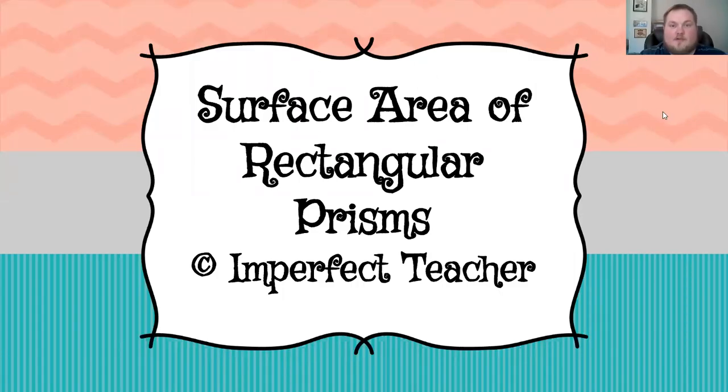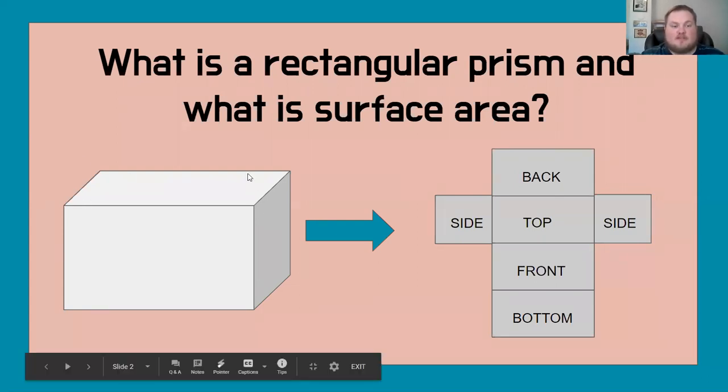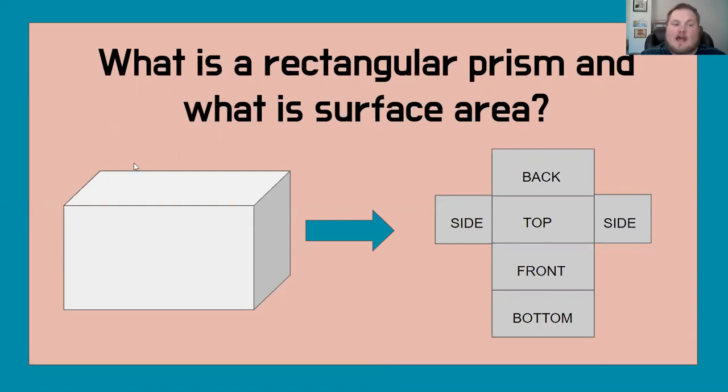Surface area of rectangular prisms. So what is a rectangular prism and what do we mean by surface area? Just a reminder, if you've been learning about the volume of a rectangular prism, you should know by now that a rectangular prism is basically a box. And when it comes to volume, you're trying to figure out how much you can fill the box with.